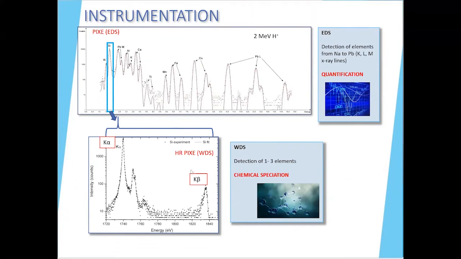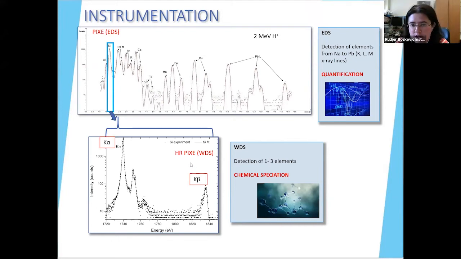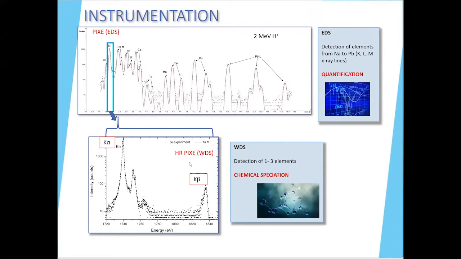Okay, so that means from the satellite peak, one can detect some sort of defect states. I mean, basically, we use it for chemical speciation studies. Chemical speciation. Okay.